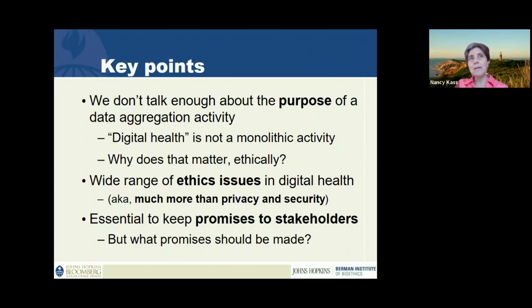Digital health or databases that include digital health are not all the same thing. I'm then going to talk about a bunch of different ethics issues that come up in digital health, and my tagline is, ethics is a lot more than privacy and security. And then the third, which I'm going to spend a very brief amount of time on, is that it is essential ethically to keep our promises to stakeholders. I hope that goes without saying, but maybe not quite so easy is to think about which promises we want to make and which ones will be harder or easier to keep.